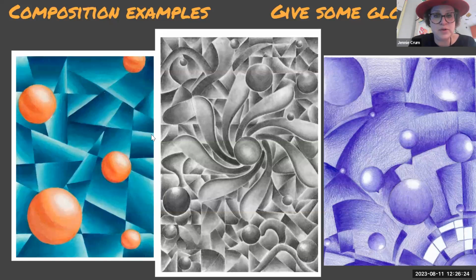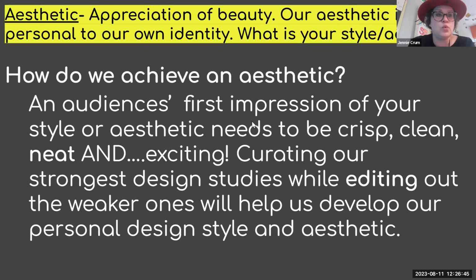So here's some examples of what our compositions could look like. Some glows that I would definitely give is you can clearly see all of these positive shapes, and the value is modeled in a way that looks 3-dimensional. That's the skill I think that looks really cool that we're going to show in our work here for our designs. So what is an aesthetic?